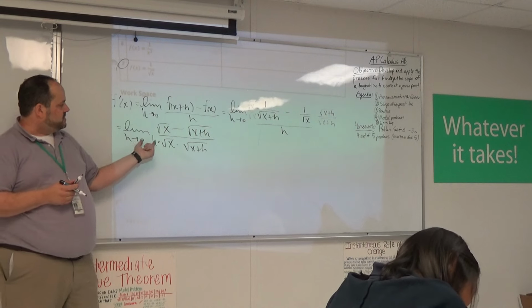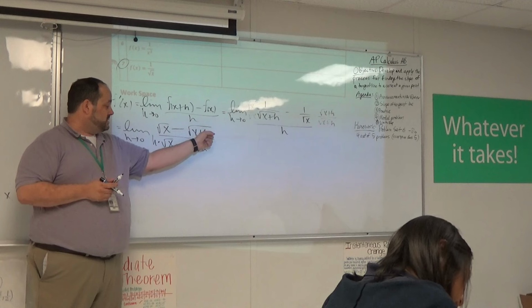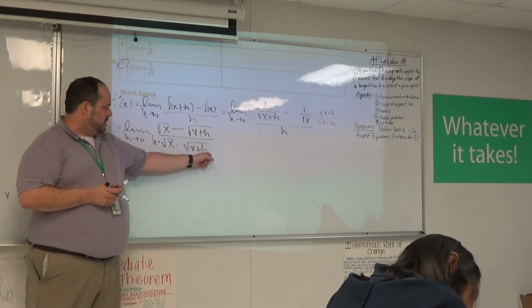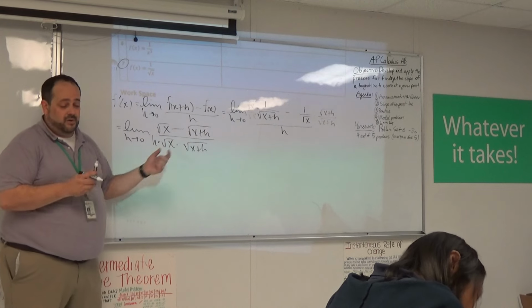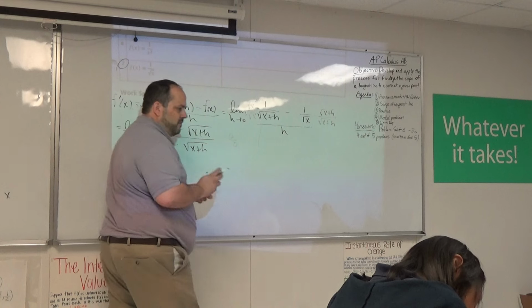If h goes to 0, I've got square root of x minus square root of x. That's 0. And in the denominator, 0 times square root of x times square root of x plus 0. I've got 0 in the numerator, 0 in the denominator. We know that. Indeterminate form.